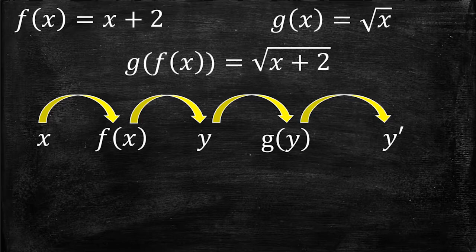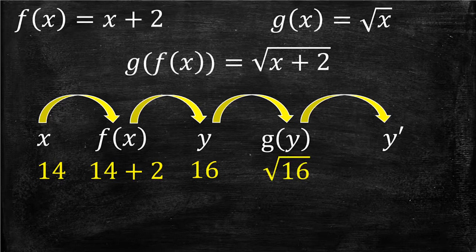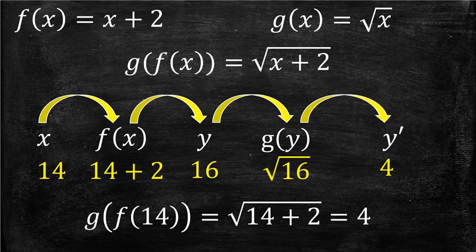Take, for example, 14. If I substitute 14 into f of x, we get 14 plus 2, which outputs a y value of 16. Now, because we're substituting the value of f of x into g of x, I need to take that 16 and substitute that into my g function, which is the square root of x. So that becomes the square root of 16, and the square root of 16 is 4. If we look at the original function of g f of x equals the square root of x plus 2, if I substitute 14 into that function, we get the same value of 4.